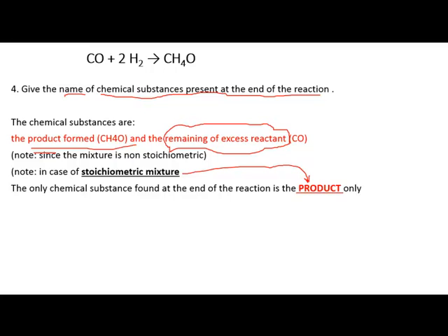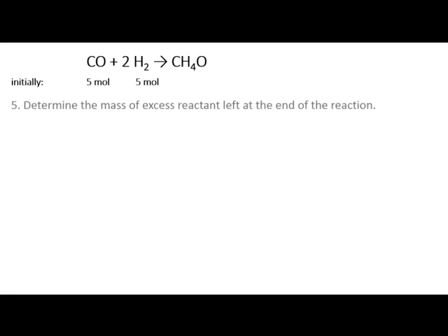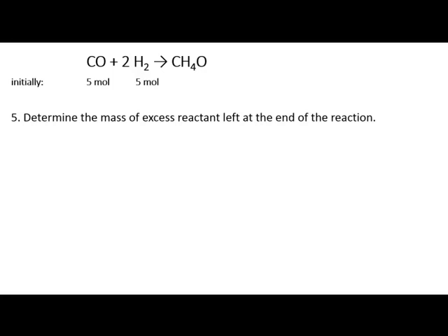Since in this example we have a case of non-stoichiometric mixture, I need to have only the product formed and the excess amount, or the remaining amount, of the excess reactant. The next part: determine the mass of the excess reactant left. How to calculate the mass of the excess reactant left at the end of the reaction?